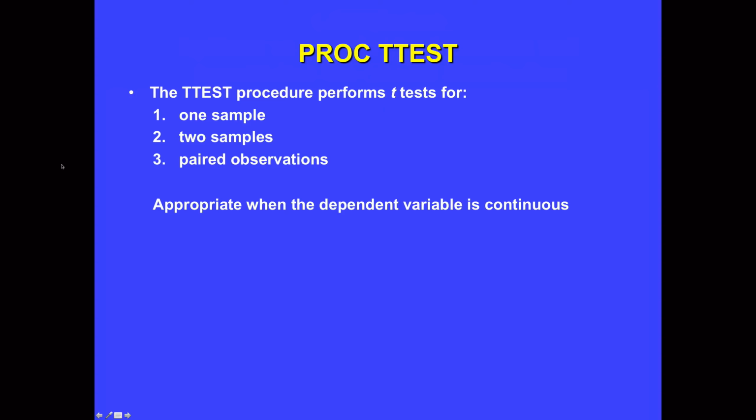So moving forward now, we're going to talk about the t-test procedure in SAS. We'll see examples of how to calculate a one-sample t-test, a two-sample t-test, and a paired t-test. These are three different t-tests that are appropriate in different contexts. But no matter what t-test you're running, it's important to remember that the dependent variable should be continuous in nature, and generally it should be normally distributed.